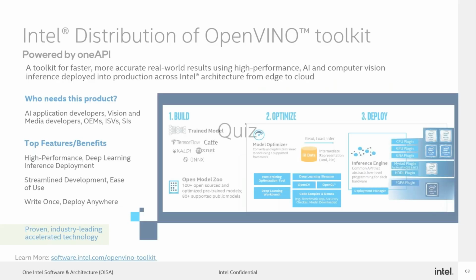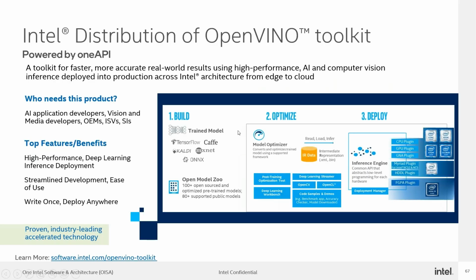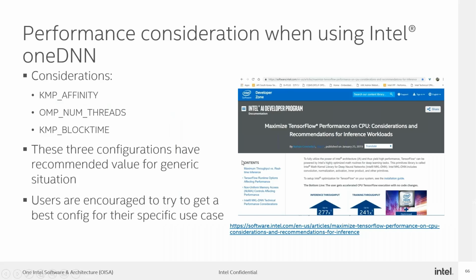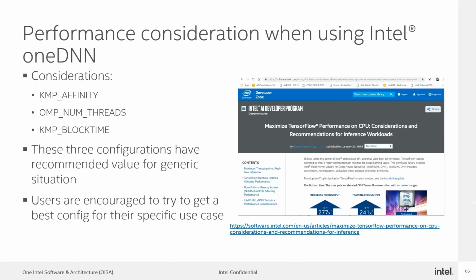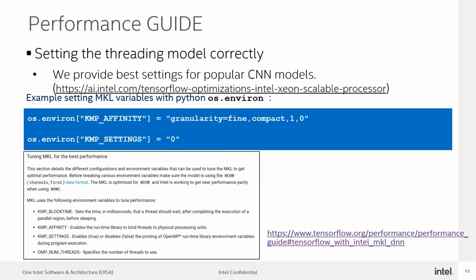Okay, so let's talk about OpenVINO. Now we have talked about TensorFlow. Intel optimization for TensorFlow can be used for both training and inference. So in both cases, we can see speedup. And let me show something.